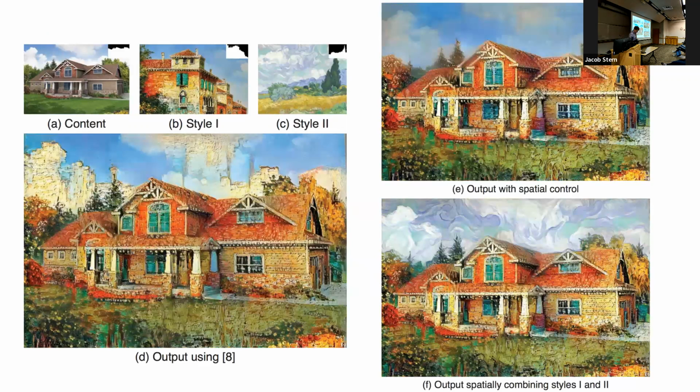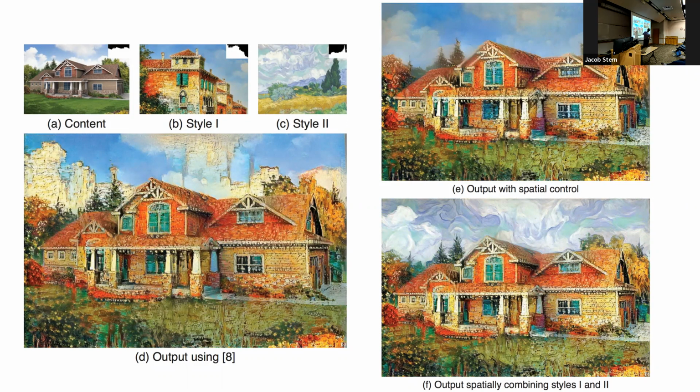Okay, so this is spatial control. We have a content image and two different style images, and we want to apply style 1 to one region of this image and style 2 to a different region. This is what you get if you use the normal style transfer that we have already looked at. You notice that we're seeing these ghost towers in the sky, which seem reminiscent of style 1.